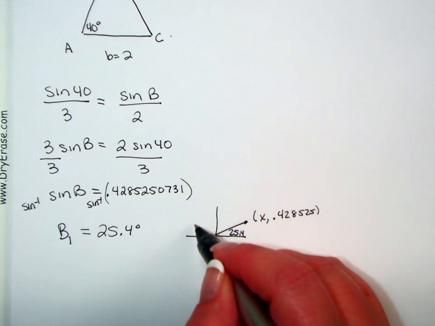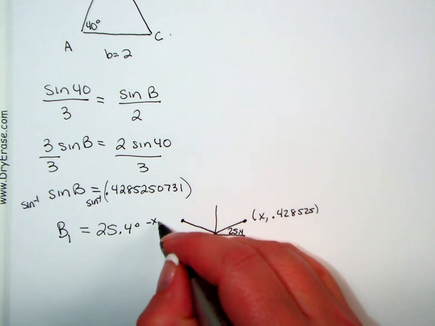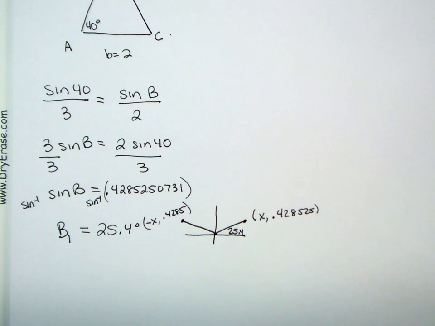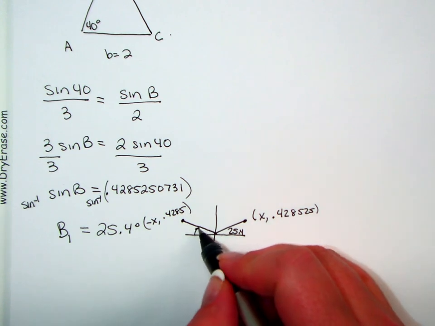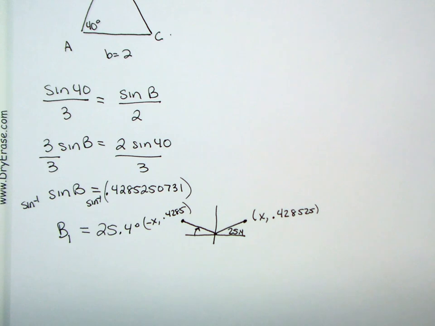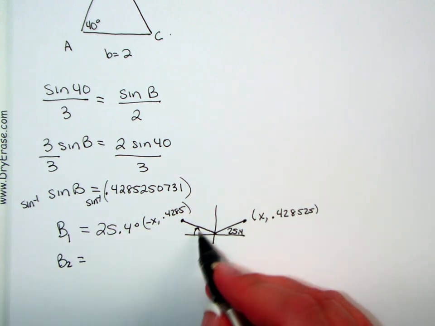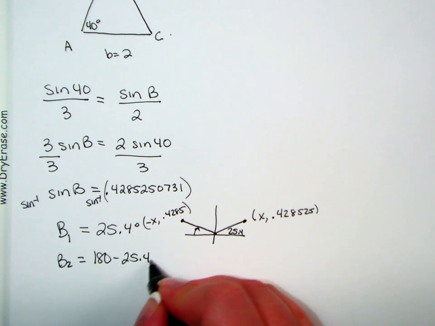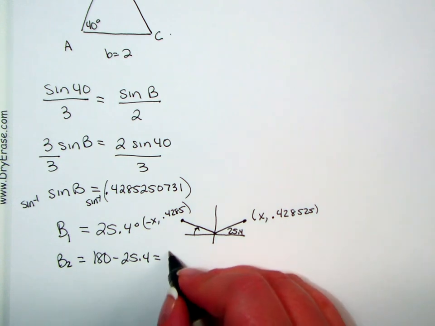Well, that's across here. We're using negative x this time, right? So we know there's another angle out there. Now where is that? Well, if we rotate up 25.4 degrees, we'll get that second angle. Right? So B sub 2 is 180 minus 25.4. And I'm punching that into my calculator, and I'm getting 154.6.